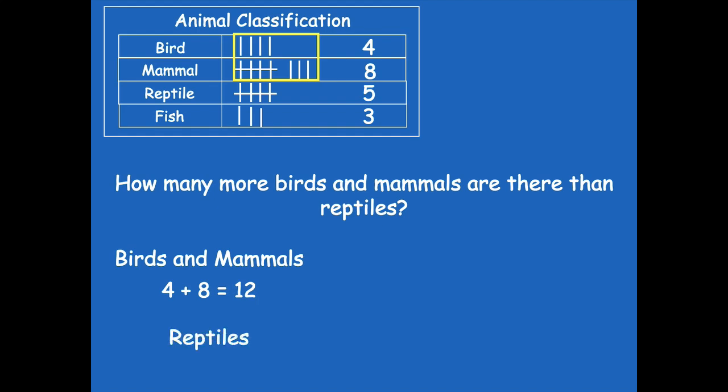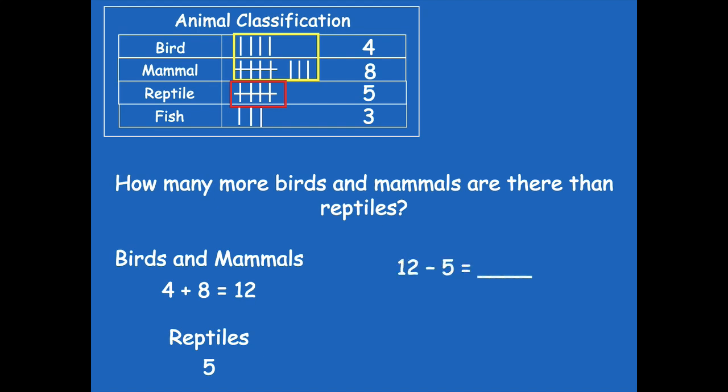Then I need to look at how many reptiles there are. Friends, how many reptiles did we have? Yeah, we had 5 reptiles, and I could see that because I can look right up in my chart and count those tallies. So now in order for us to find out how many more birds and mammals there were than reptiles, are we going to add 12 and 5 or are we going to subtract 12 and 5? Yeah, we're going to subtract.